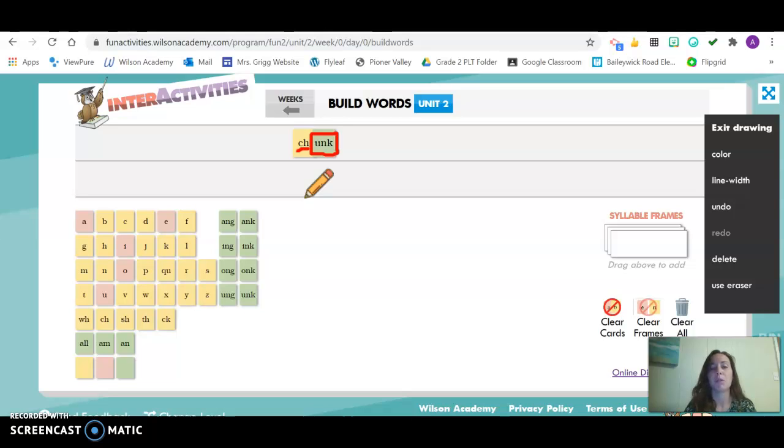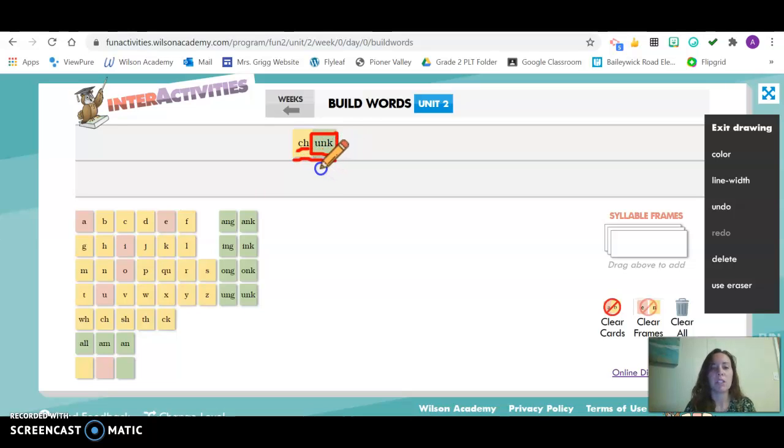Think about what syllable type this word is. Chunk. This word is a closed syllable. When I say the word chunk, it is one syllable. I can say it in one clap or one breath. I can also check that it's one syllable by putting my hand under my chin and saying the word, then counting how many times my chin dropped down. Chunk. It's one syllable. I'm going to scoop that syllable.